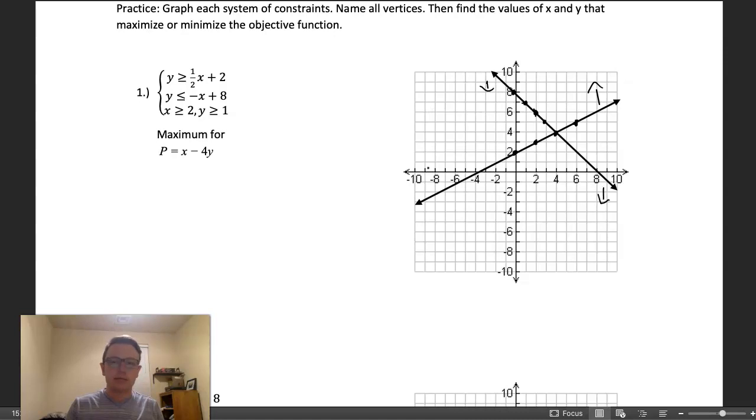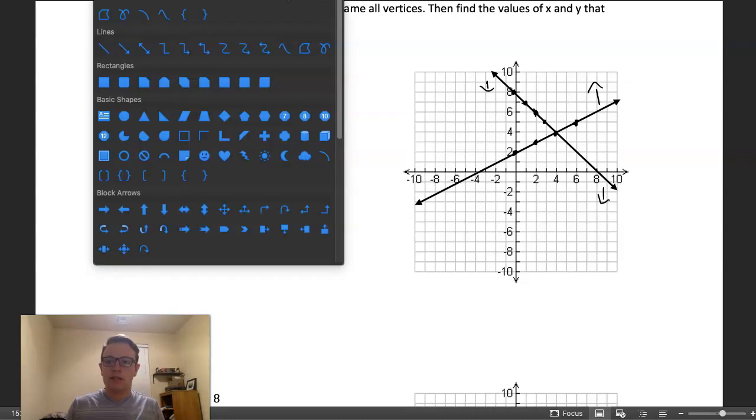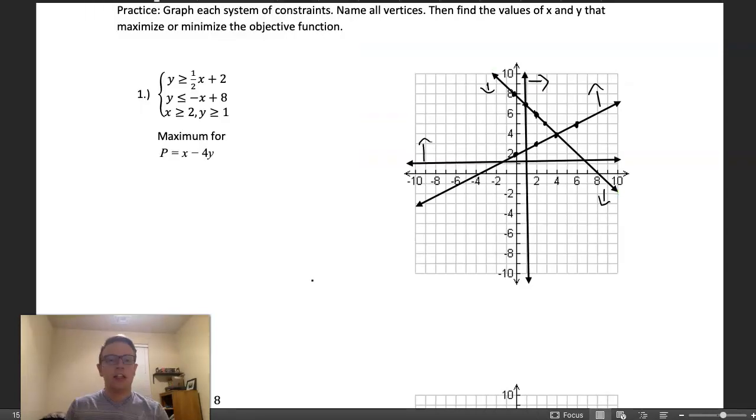And we know that x has to be greater than or equal to 2, and y has to be greater than or equal to 1. So let's put those lines in. And here we have our vertical and horizontal lines. Now, if this one's pointing down, that one's pointing up, and we're constricted into this top right corner, our shaded area is going to be this area in here.